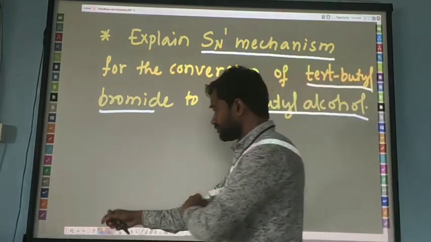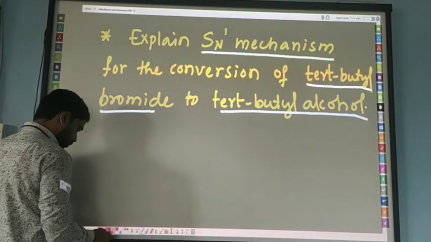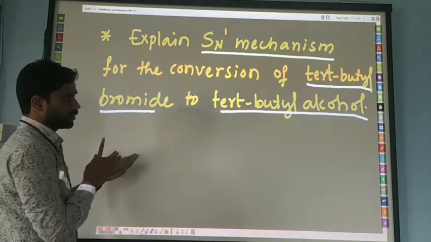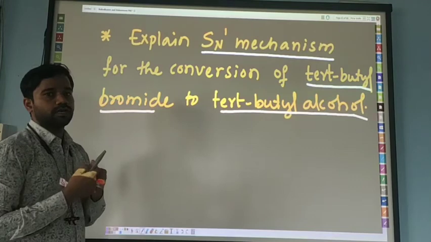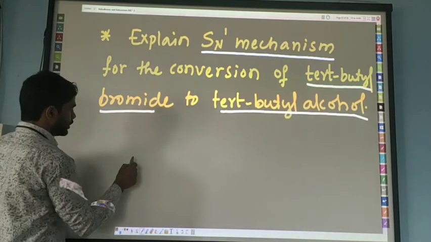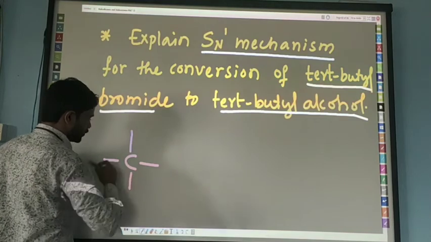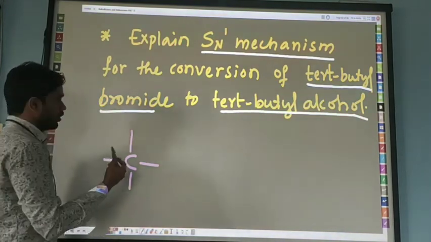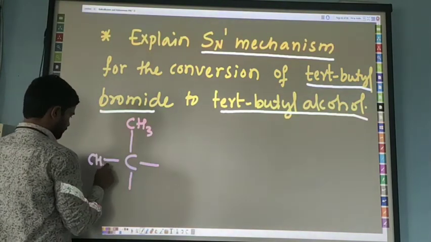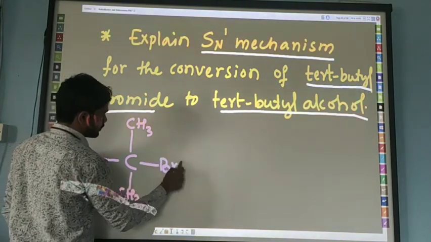Let's try to solve the problem. First of all, we have to go for the SN1 mechanism. Let me write the complete reaction, and after that I will go to the step formation. The first one is tertiary butyl bromide. We write the tertiary butyl group with CH3 groups, and here the bromide is written.